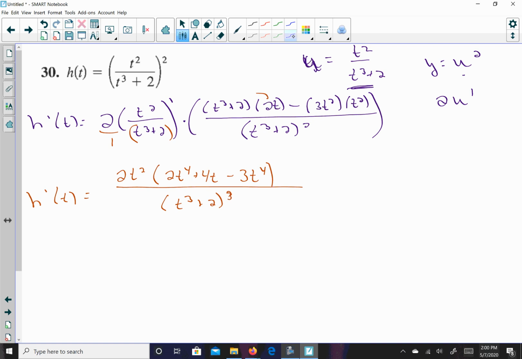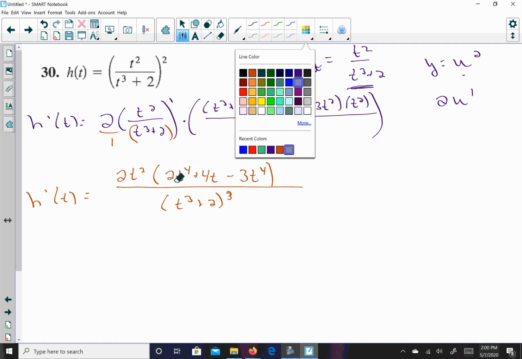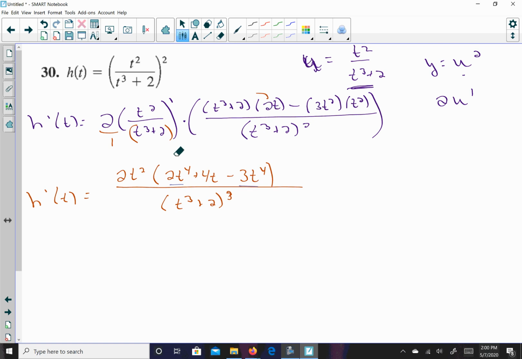Cleaning up what I can in here, I see that 2 to the 4th and negative 3t will be negative t to the 4th plus 4t. So I can factor out a t from the numerator. When I factor out that t from the numerator, this will now be 2t to the 3rd because I factored 1 out, and I'm left with negative t cubed plus 4. And this is all over my denominator, which is t to the 3rd plus 2 to the 3rd power.